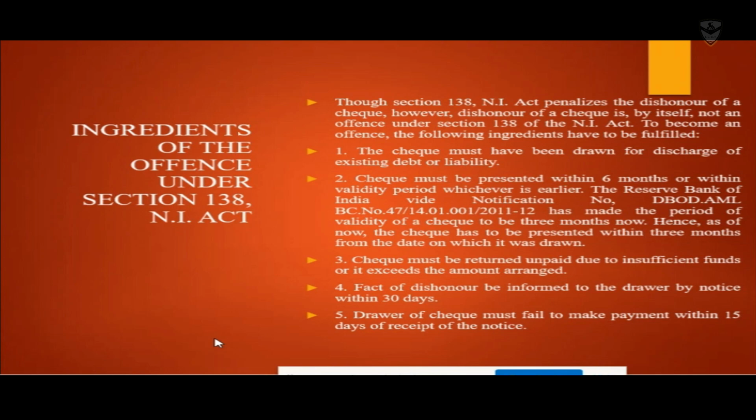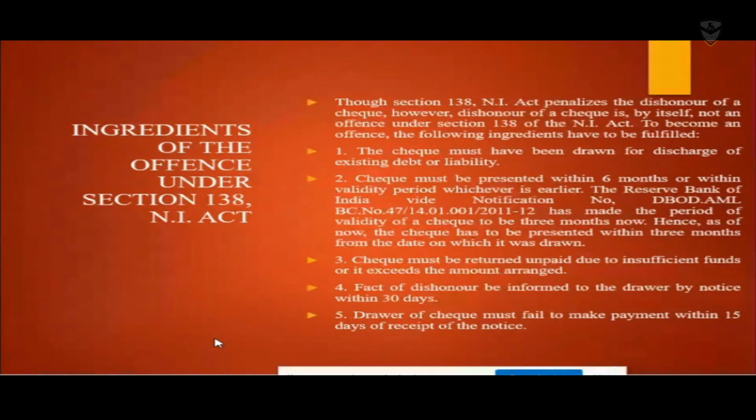The fact of dishonor must be informed to the drawer by notice within 30 days. That means if the check is dishonored, you have to inform the drawer that the check has been dishonored, and that he has to make the payment within the time allowed. So the drawer has up to 1 month to make the payment to you. Only if he fails will the cause of action for the offense commence.